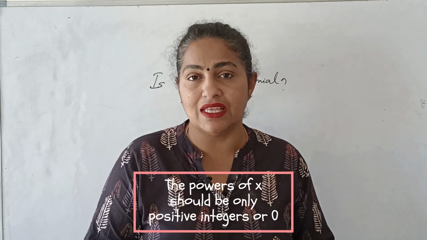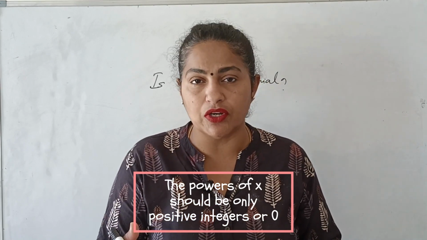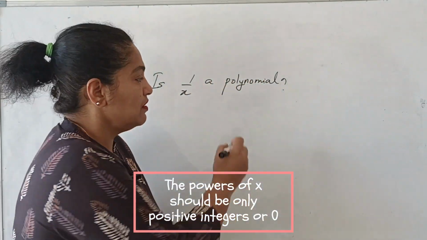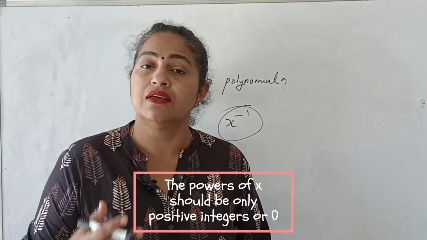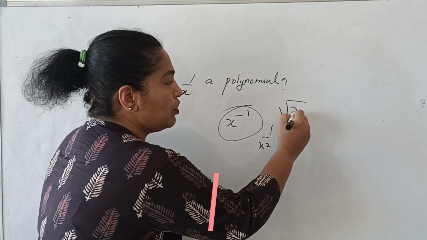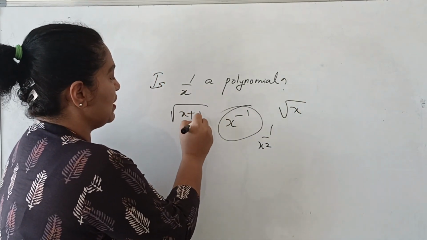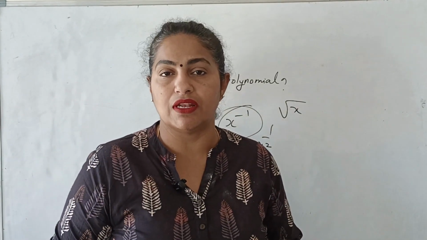It cannot be anything else. So if you find any other term, you can directly say it is not a polynomial. Therefore, 1 by x, which actually is x raised to minus 1, is not a polynomial. Similarly, 1 by x square or root of x plus 1, 1 by x plus 1, all these are not polynomials.